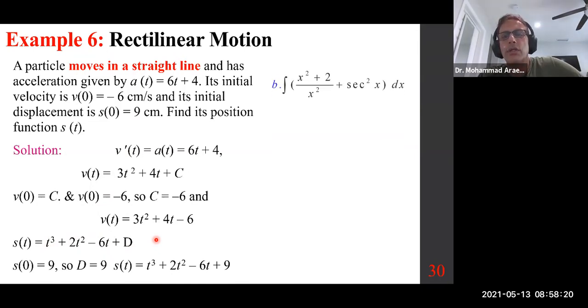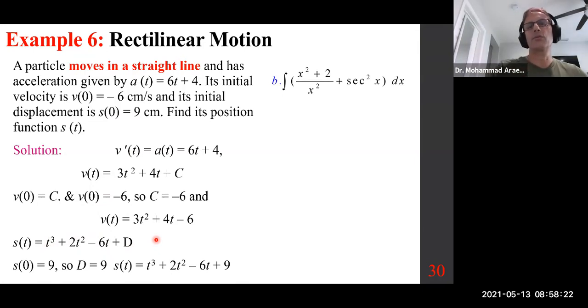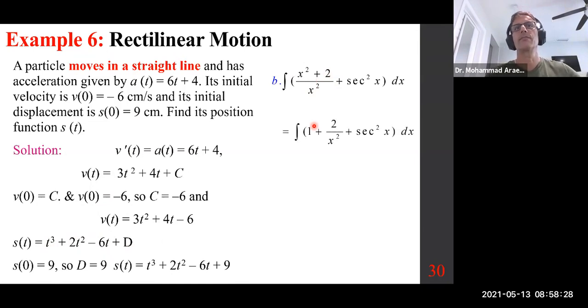One more quick question here. If we are doing this, we first do the algebraic technique to cut this into two fractions. This gives you x. This one we have done, you can look at the previous page. And secant squared, remember, the derivative of tangent is secant squared. So that's why we have tan x.